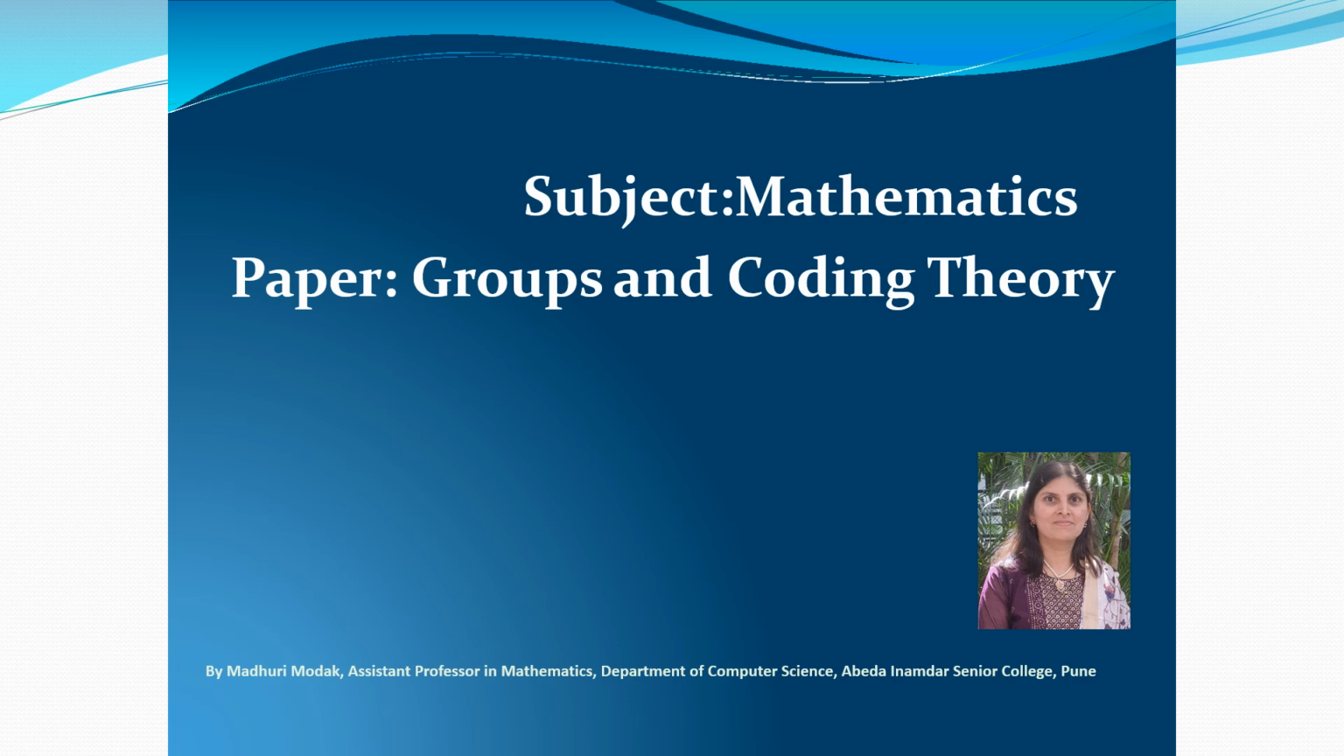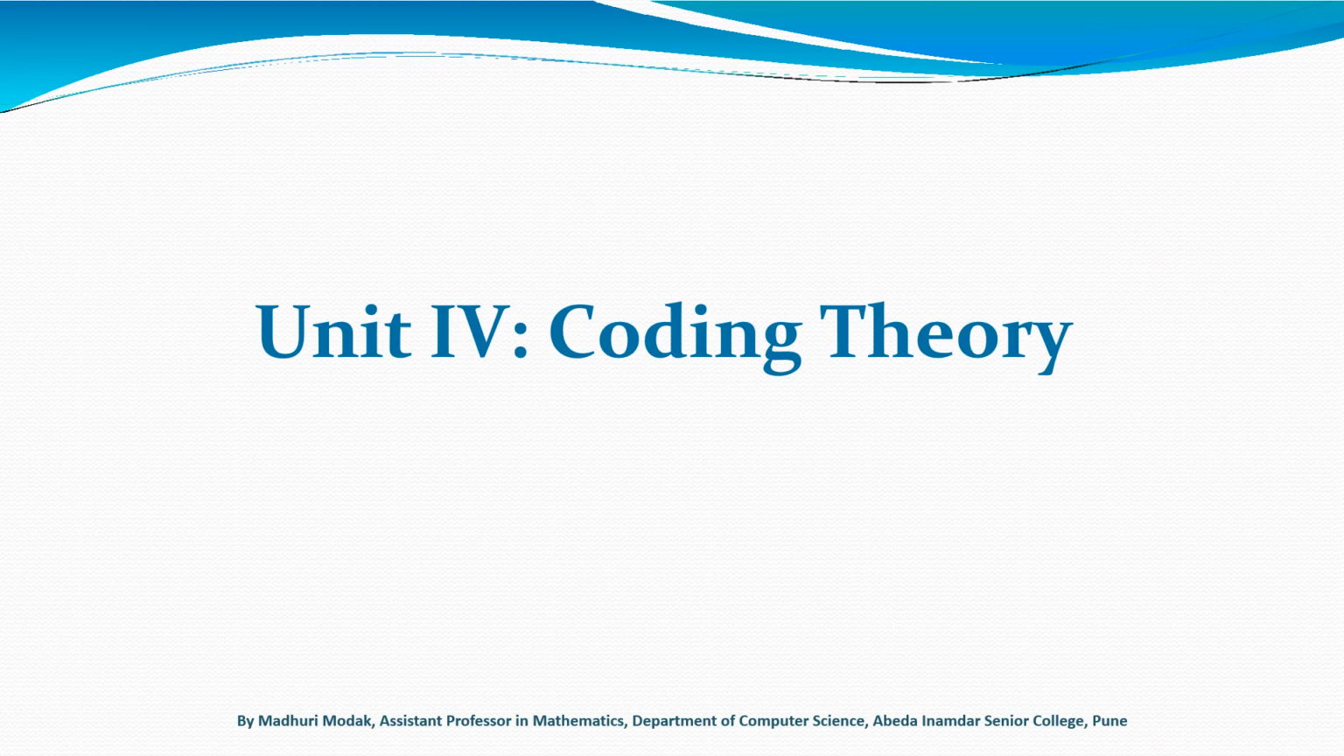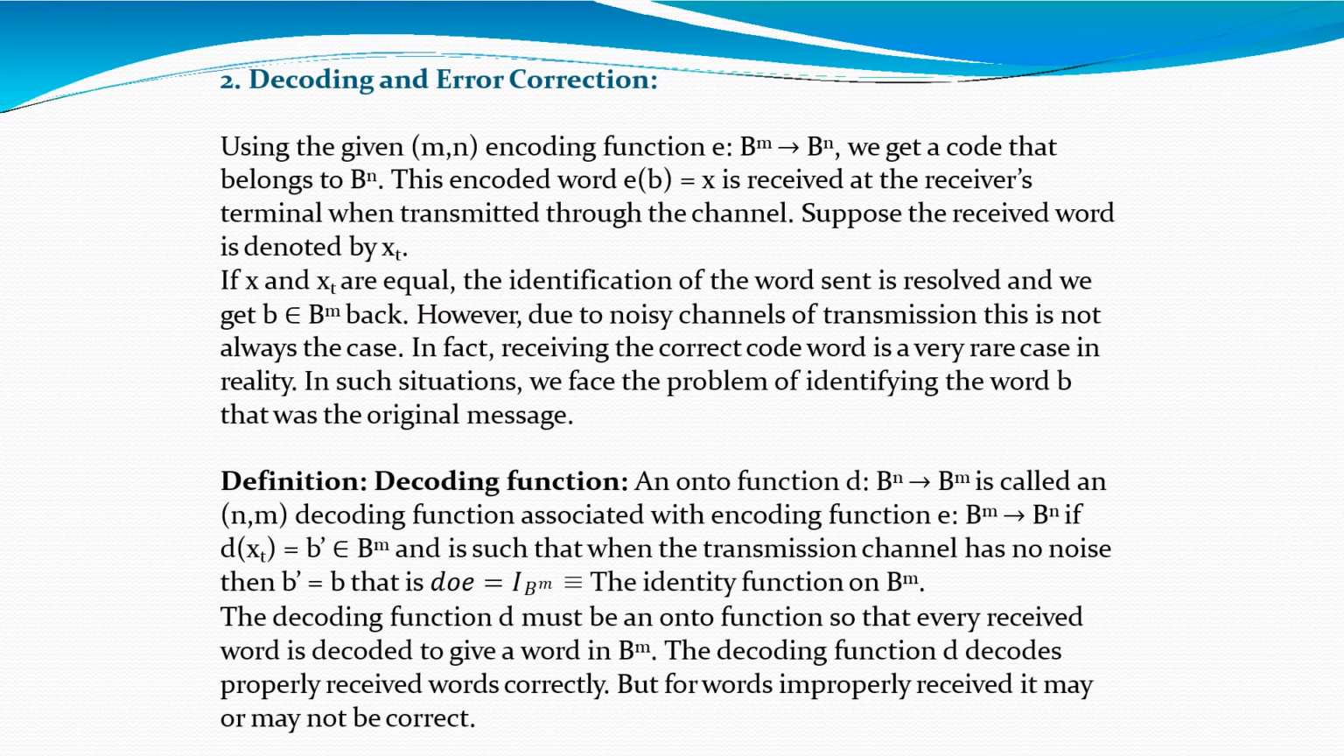Now, in groups and coding theory, we start with the last unit, that is coding theory. Now, see second point, decoding and error detection. Using the given mn encoding function E from Bm to Bn, we get a code that belongs to Bn. This encoded word E of b equal to x is received at the receiver's terminal when transmitted through the channel. Suppose the received word is denoted by xt.